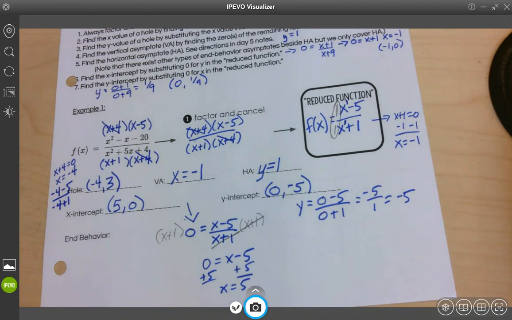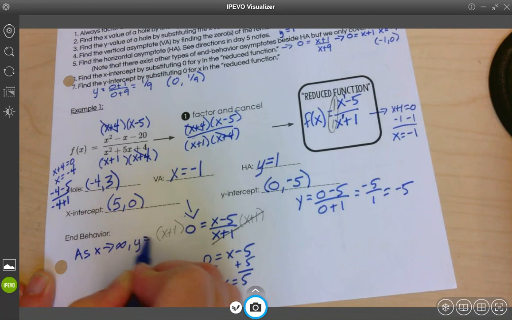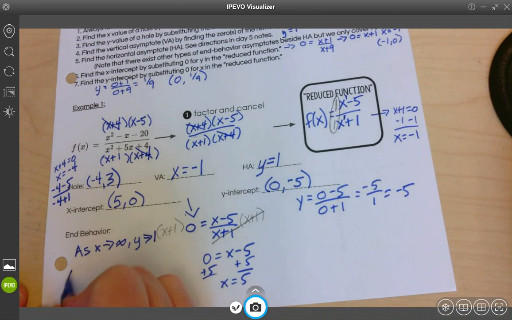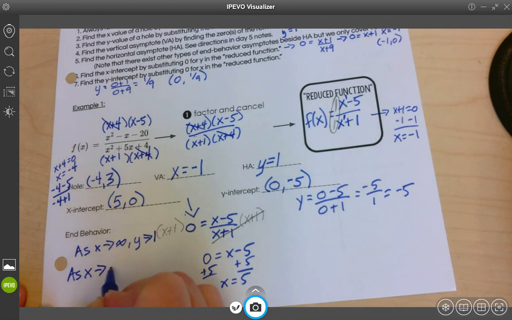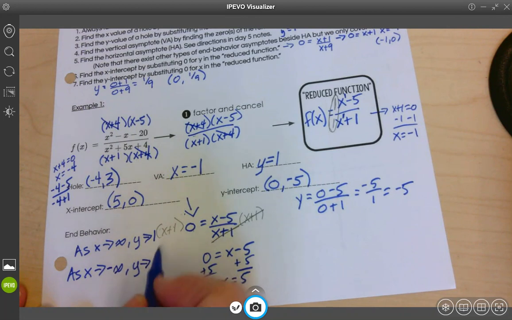Look at some of the graphs in the back you got that 6th period made last class. Look at the end behavior. Is it going to the horizontal asymptote or the vertical? It goes to the horizontal. So as x goes to infinity, y goes to our horizontal asymptote 1. And as x goes to negative infinity, y goes to our horizontal asymptote, which is 1.